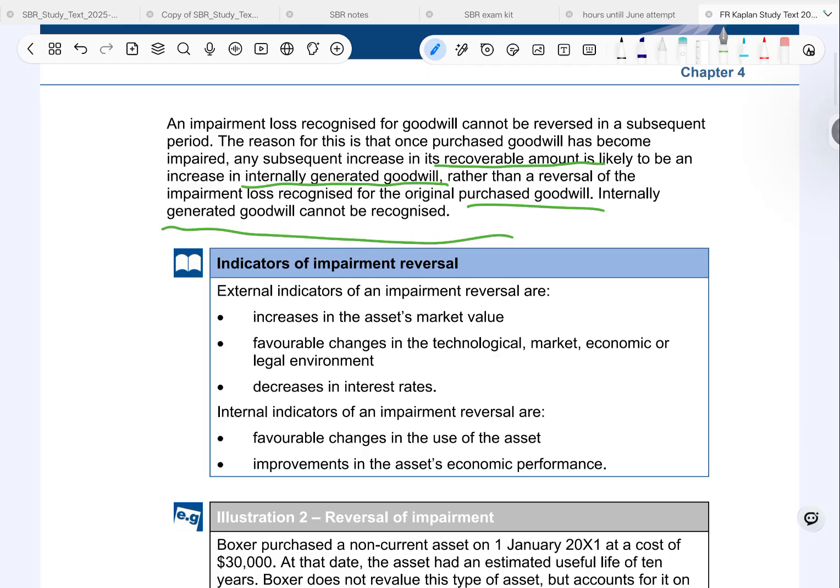So let's say you have purchased goodwill from someone else, and you had it impaired, but right now you want to reverse that impairment because you have again built your brand strongly. You have done work to restore the name of the brand. But you cannot reverse that impairment because that is internally generated. जो भी काम किया वो अपने अंदर से किया है. So that is internally generated goodwill and that cannot be recognized.